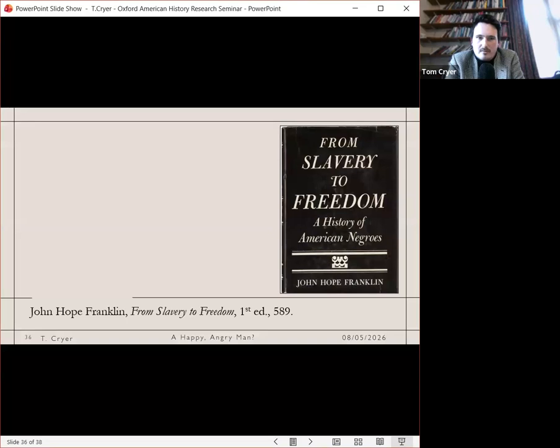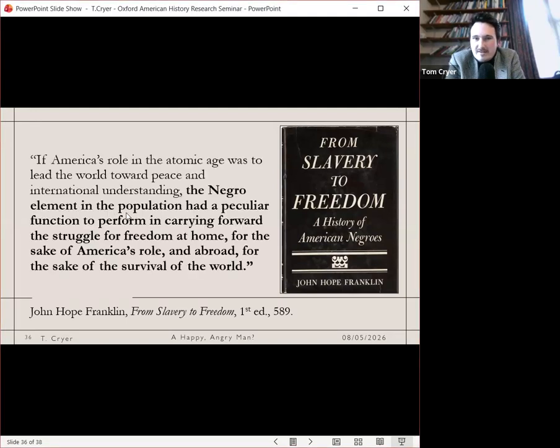So what can we make of these years? Well, Franklin's year in Britain could never be a sabbatical, because as Franklin declared in From Slavery to Freedom's concluding lines, and the lines that lasted all the way into the noughties through 6 editions of this work, those knowing the realities of American history fought for those realities wherever they roamed, for they struggled both for freedom at home, for the sake of America's role, and abroad for the sake of the survival of the world.